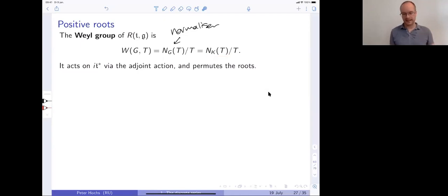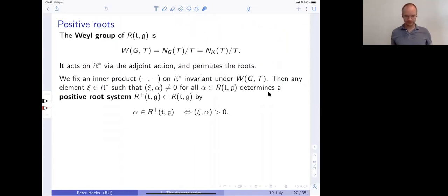I haven't defined K here yet. K is a maximal compact subgroup, so it turns out this is always compact. Maybe you can forget about this for now. But the normalizer in G equals the normalizer inside a maximal compact subgroup. And it acts on roots, that's why we can call it the Weyl group of the root system. It acts on this vector space by the dual of the adjoint action, and permutes all the roots. And it's a finite group, by the way, that's important.